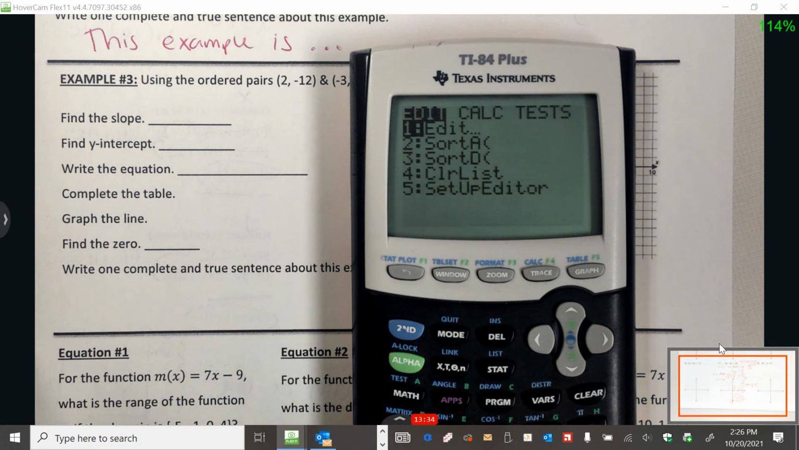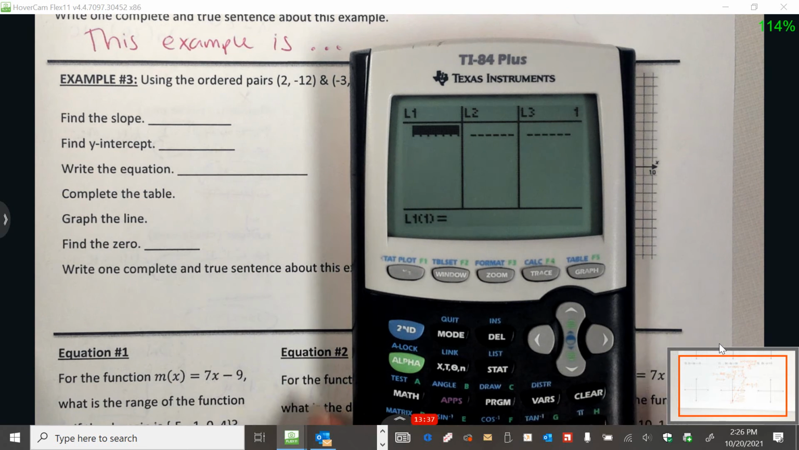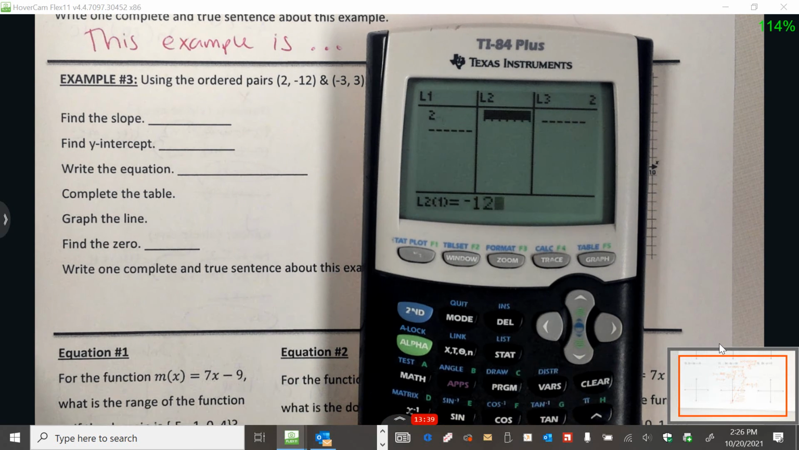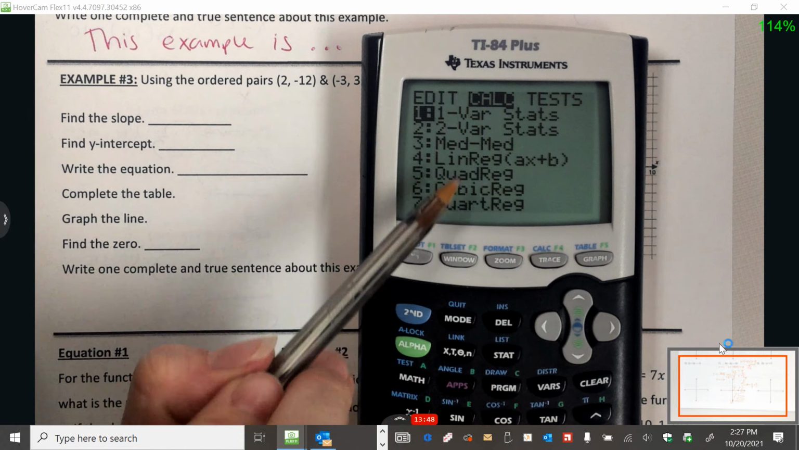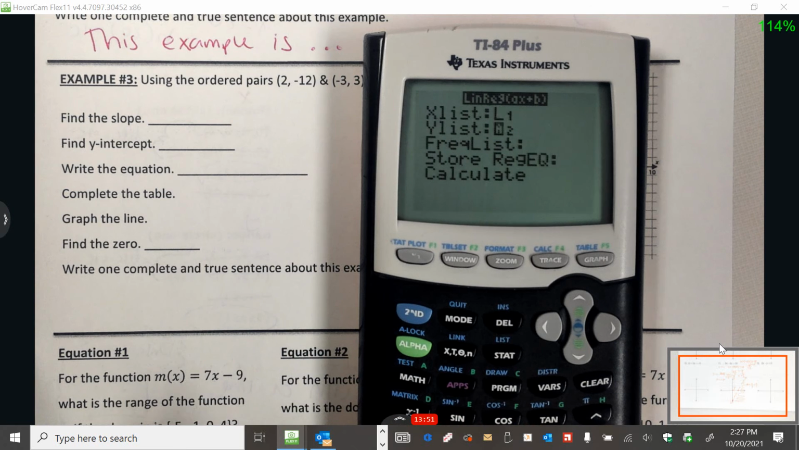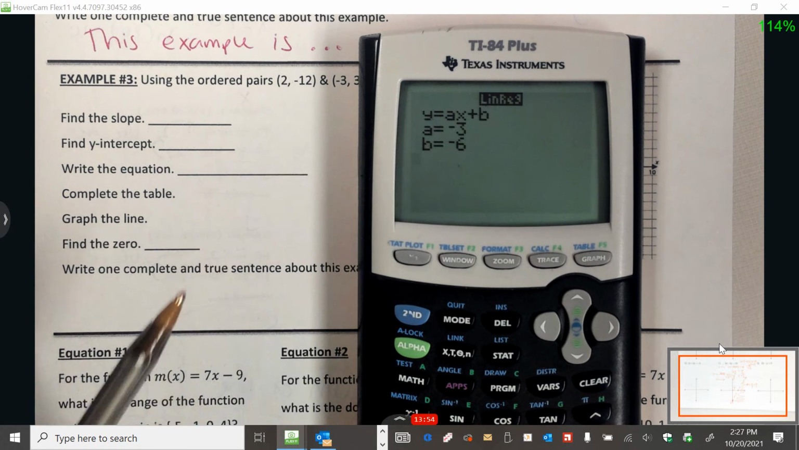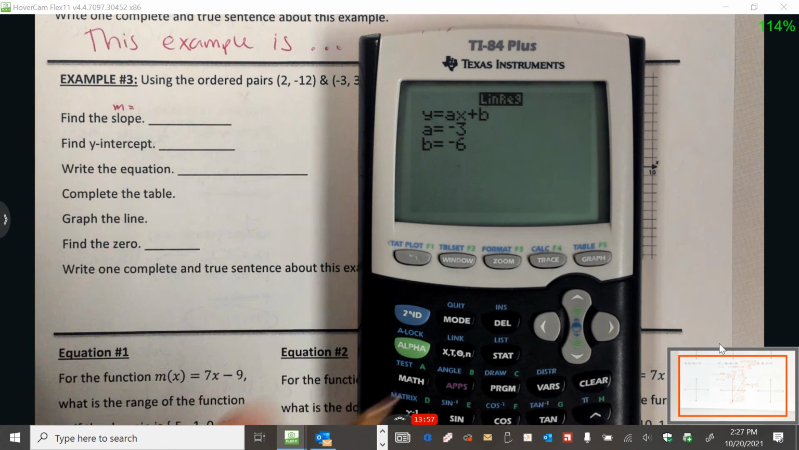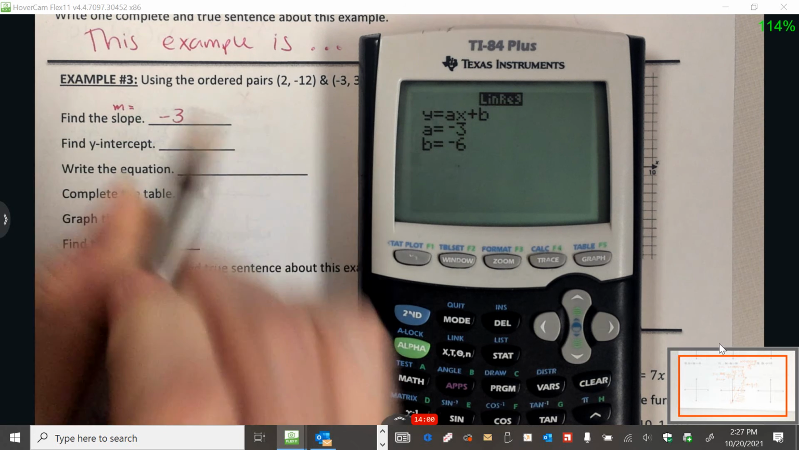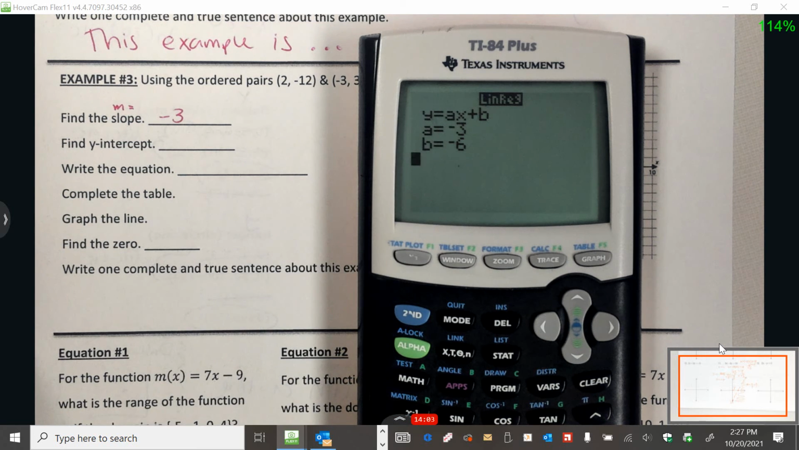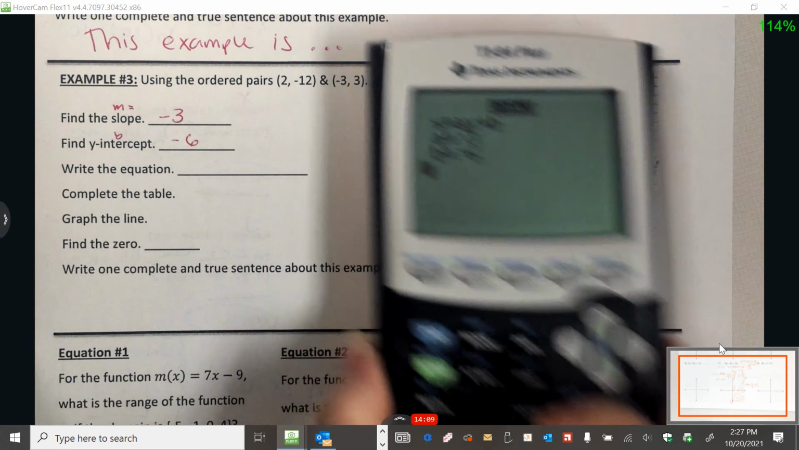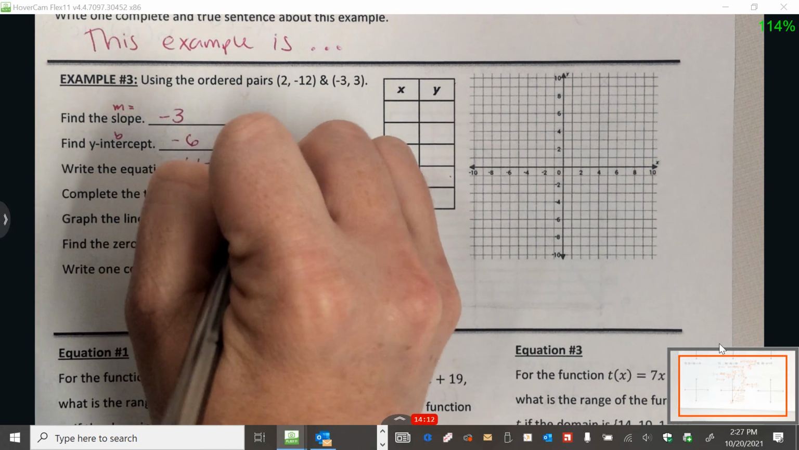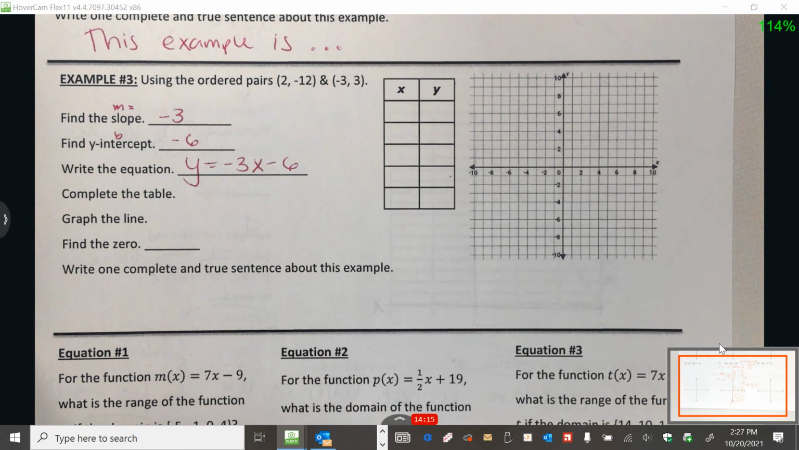So remember, when you go to stat, enter, you can type points in and make your own table. So I have the point 2, negative 12, and I have the point negative 3, 3. And then I can do stat right, and it'll calculate the linear equation for me. Enter, enter, enter, enter, enter. Now our calculator uses a instead of m, but remember slope is m, so I know my slope is negative 3, and I know that because it's in front of x. And remember, slope is always in front of x. Now b, it also uses b for my y-intercept, so that's totally fine, and I get negative 6. Therefore, my equation is y equals negative 3x, because slope always gets x, minus 6 for my y-intercept.